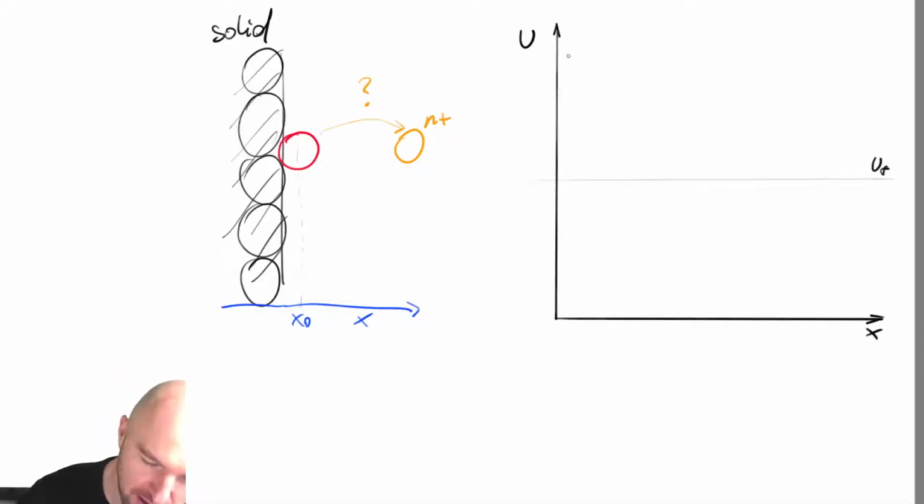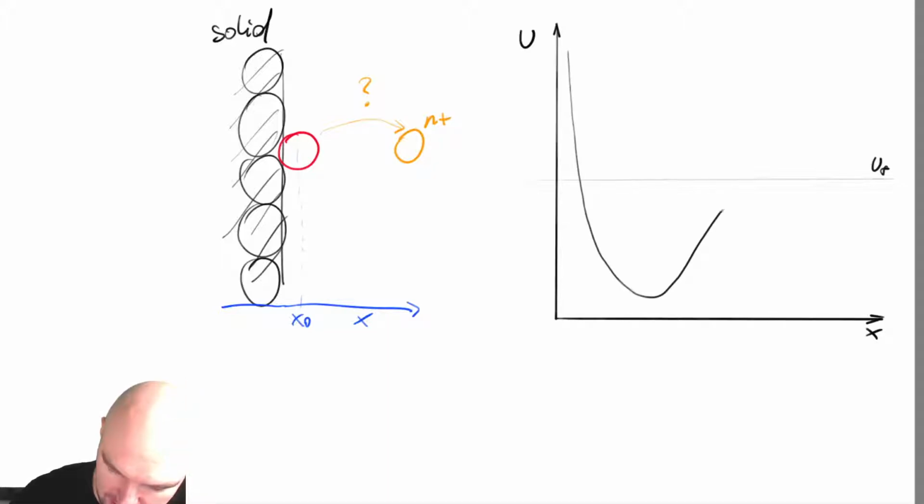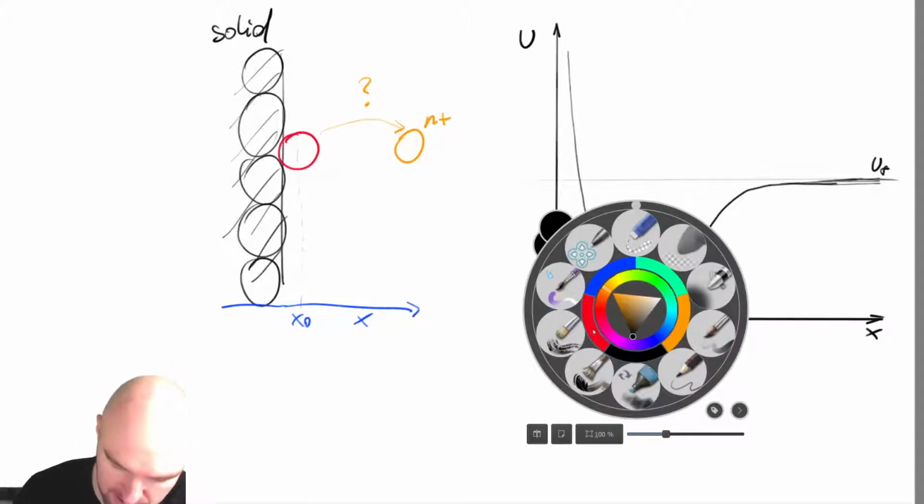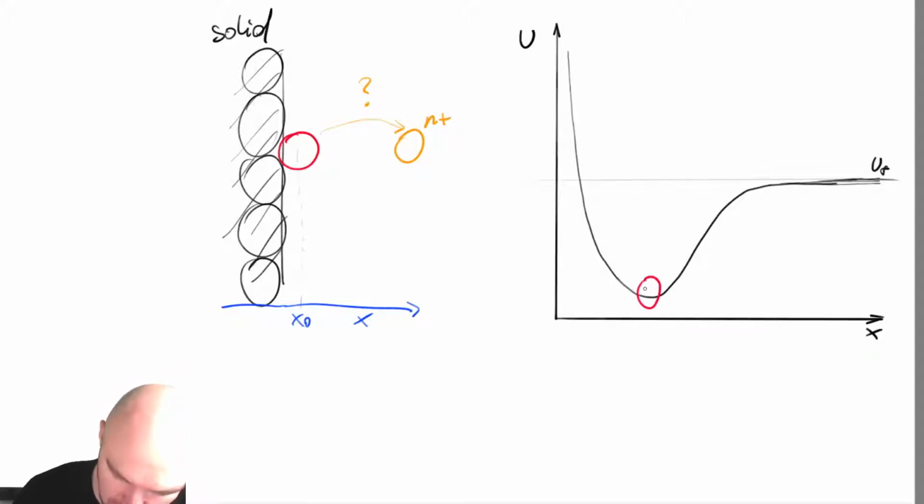And I think a lot of you have seen in your physics classes that an interatomic potential might look something like this, and then it asymptotically moves towards UF. And obviously, this is where our red atom sits. So our red atom sits right here at this potential, just happily living there and thermally vibrating a little bit to the left and the right. But that's about all it does.